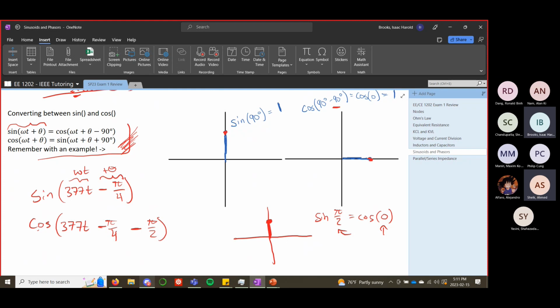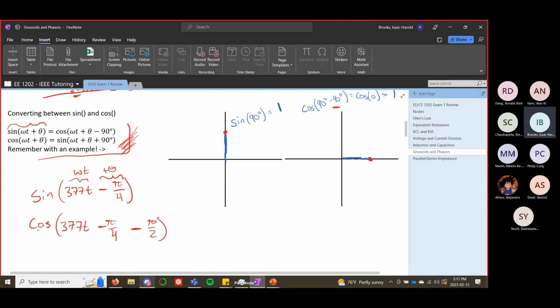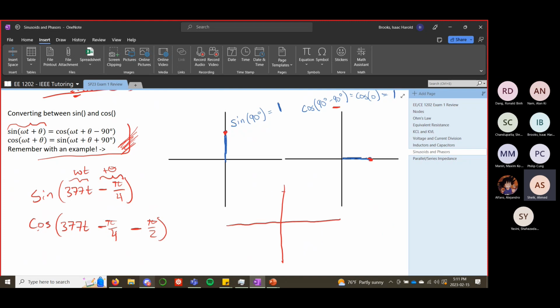Could you show us the unit circle? Yeah, sure, definitely. Good questions. Okay, here's your circle.